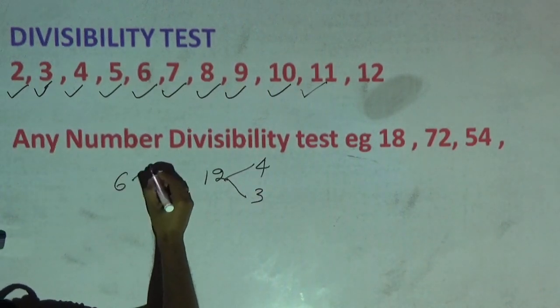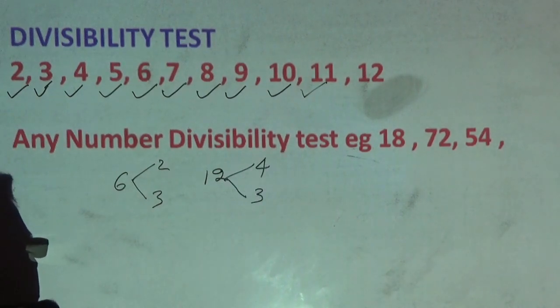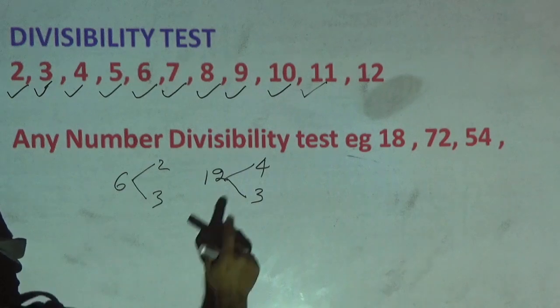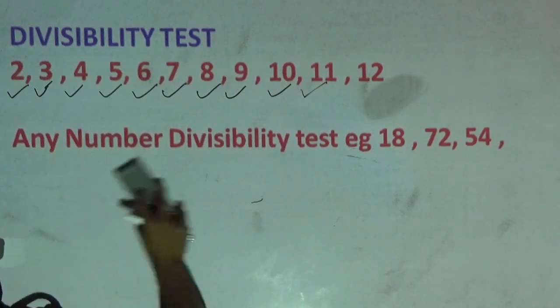For 6 you check with what? 2 and 3, right? Similarly, for 12, 4 and 3. If a number is divisible by 12, then it should be divisible by both 4 and 3. So I will give you an example and I will explain you.